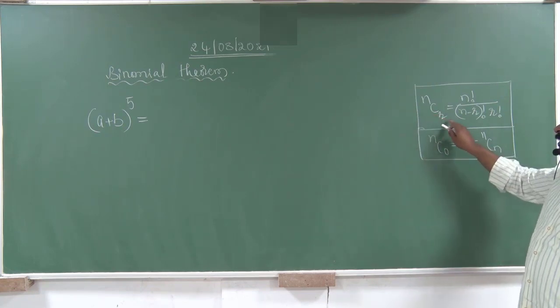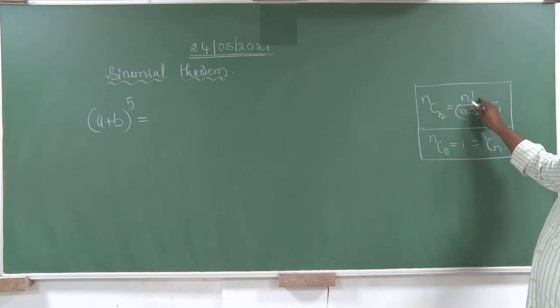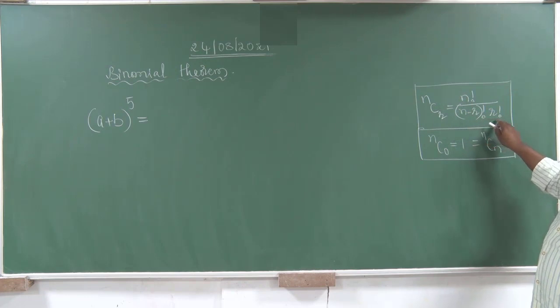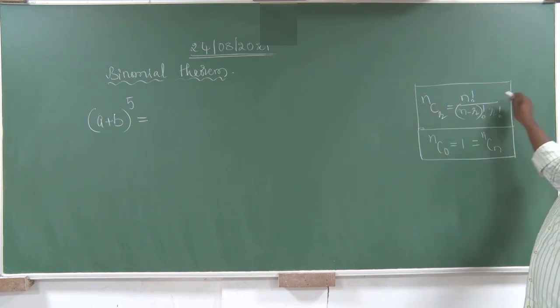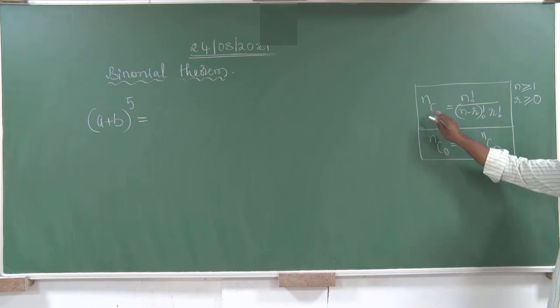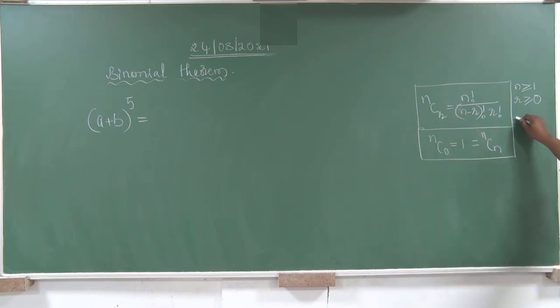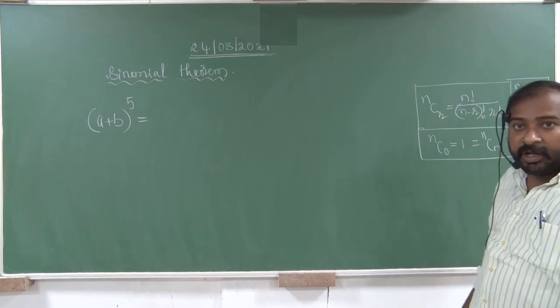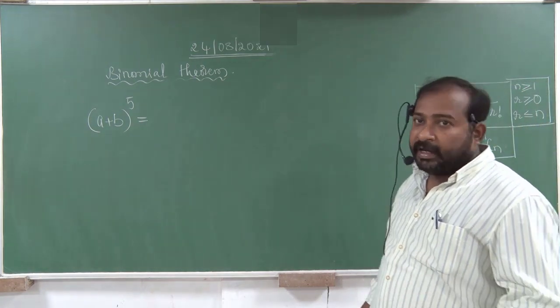Otherwise, nCr is equal to n factorial by (n minus r) factorial, r factorial. What is the n value? The n value is greater than or equal to 1, that too an integral value. The r value is greater than or equal to 0. How are the r value and n value related? The r value is always less than or equal to n. These are the conditions for the nCr formula. Now with the help of this nCr formula, we can identify the binomial coefficients.